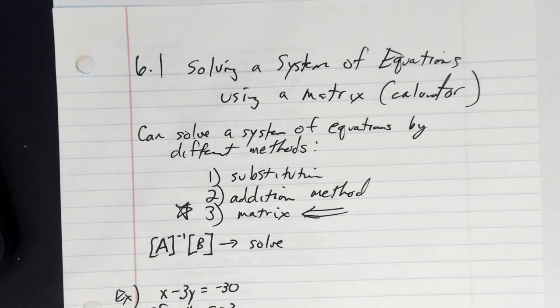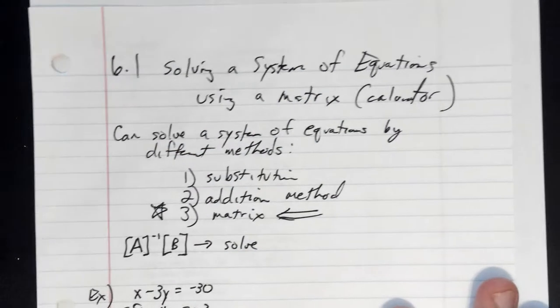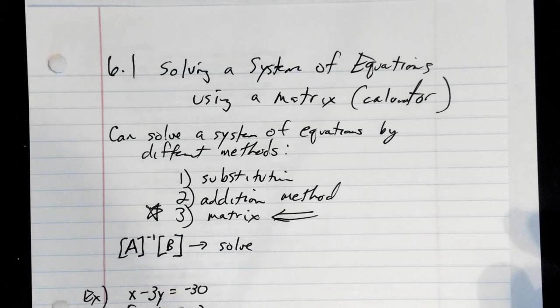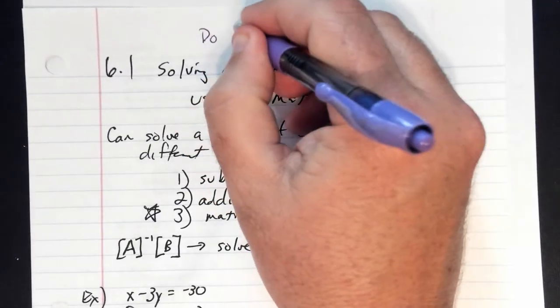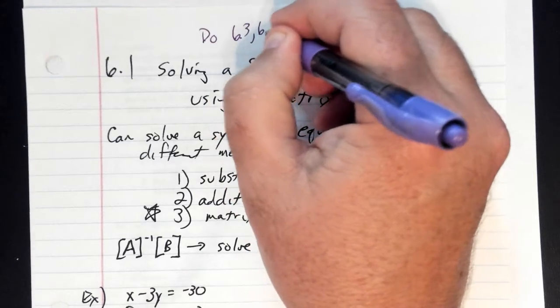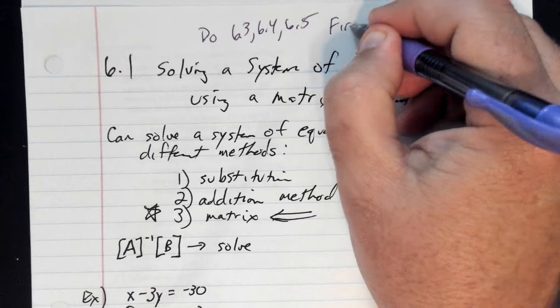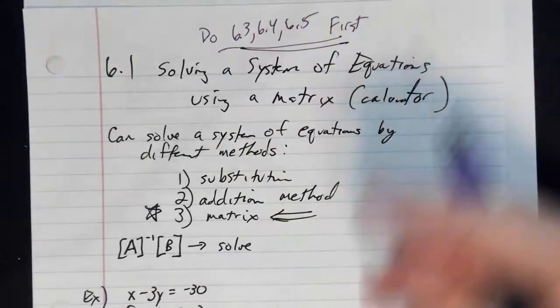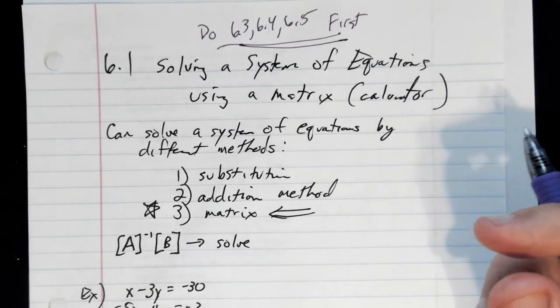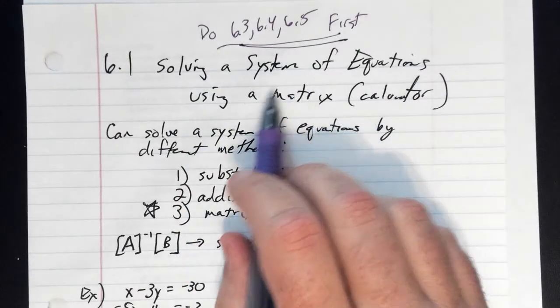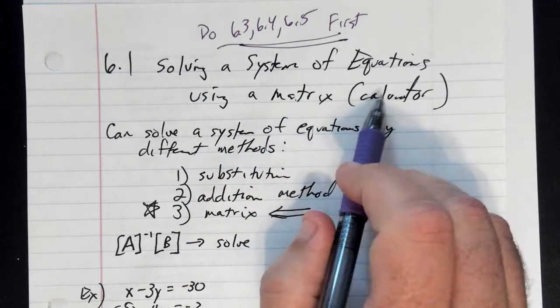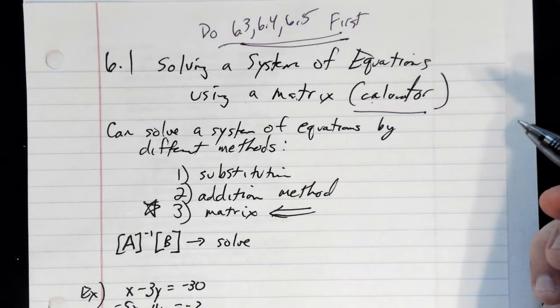Alright, so this is the video on 6.3. I am going to tell you right now, if you have not done 6.3, 6.4, and 6.5, you need to do 6.3, 6.4, and 6.5 first. Then come back to 6.1, because we're going to be solving a system of equations using matrix. Okay, which means we're going to use the calculator that I've been showing you.